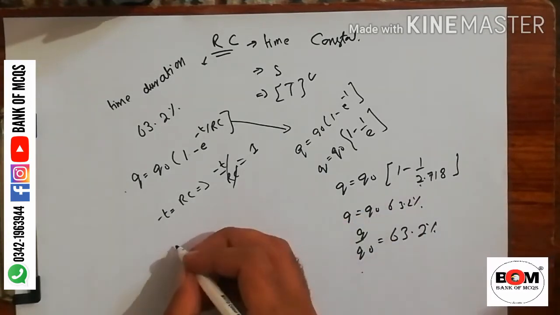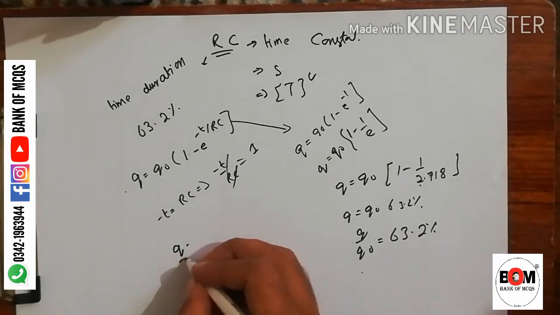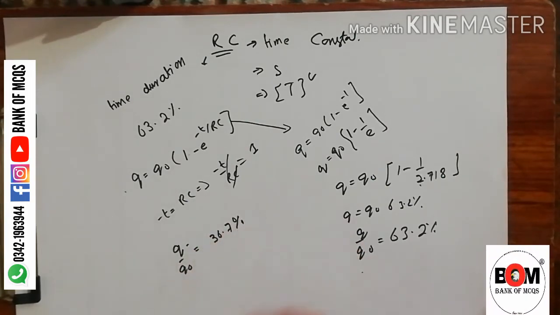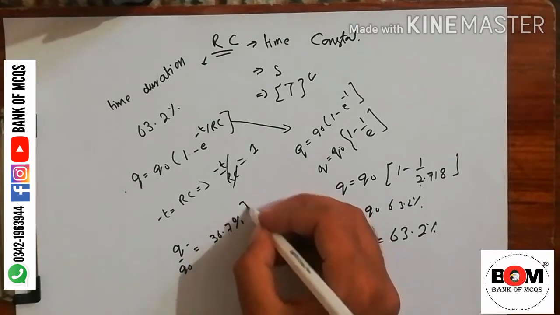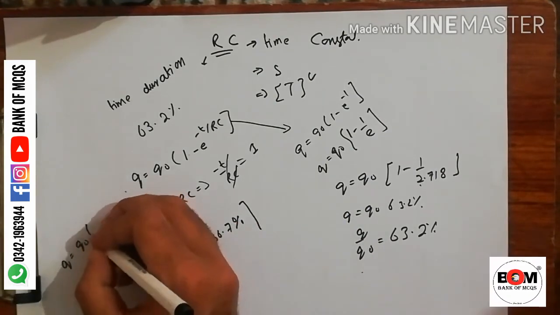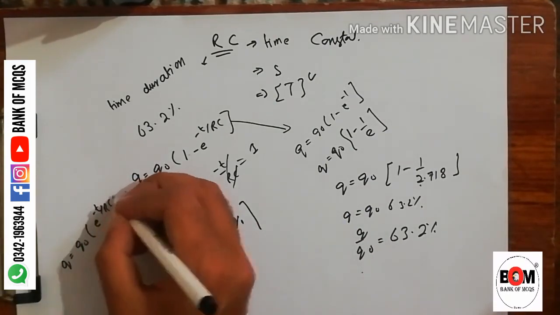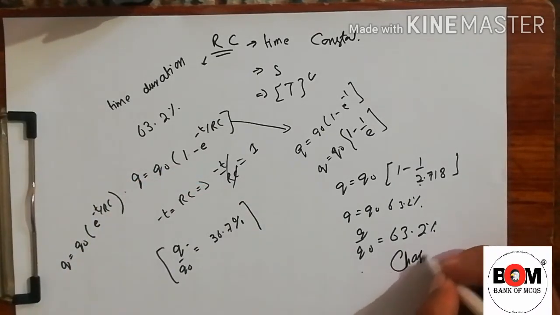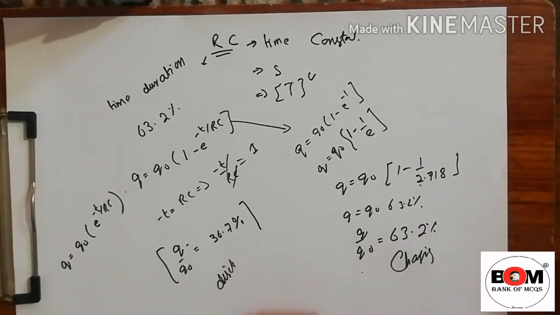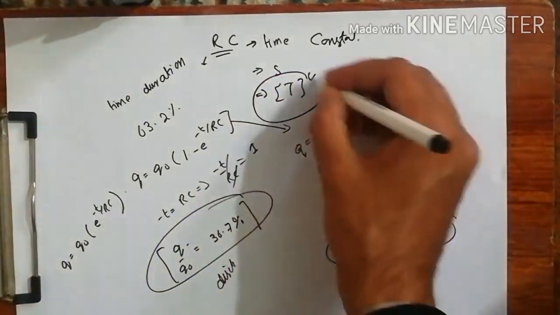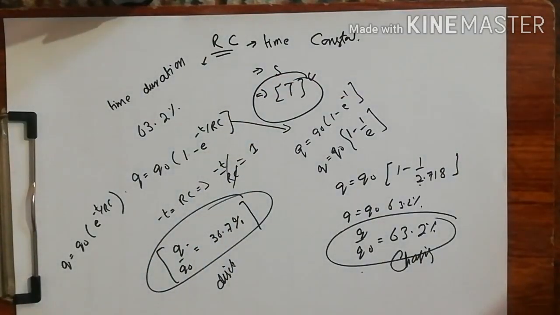The same solving for discharging gives Q divided by Q naught equal to 36.7 percent. Now why is there a difference in the percentage? Because the equation for discharging is different, that is Q divided by Q naught is equal to e to the power minus t divided by RC. So this is for charging and this is for discharging. These two values are very important, 36.7% for discharging and 63.2% for charging. The dimension of RC is also very important. So this was the end of the electrostatics chapter part 2.